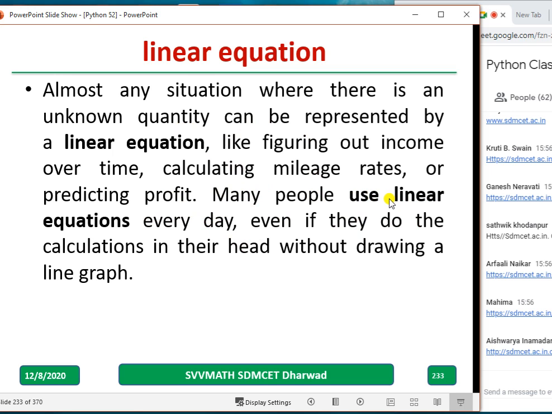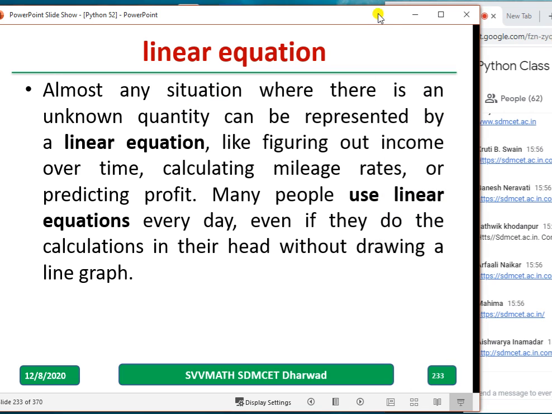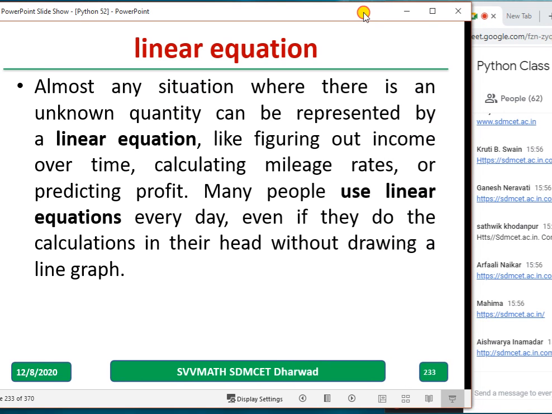Just read it once so that I can go to how to solve linear equations in Python. Just an introduction, out of syllabus, for your reference. Why do we want to study how to solve linear equations in Python? Let me go to the next.